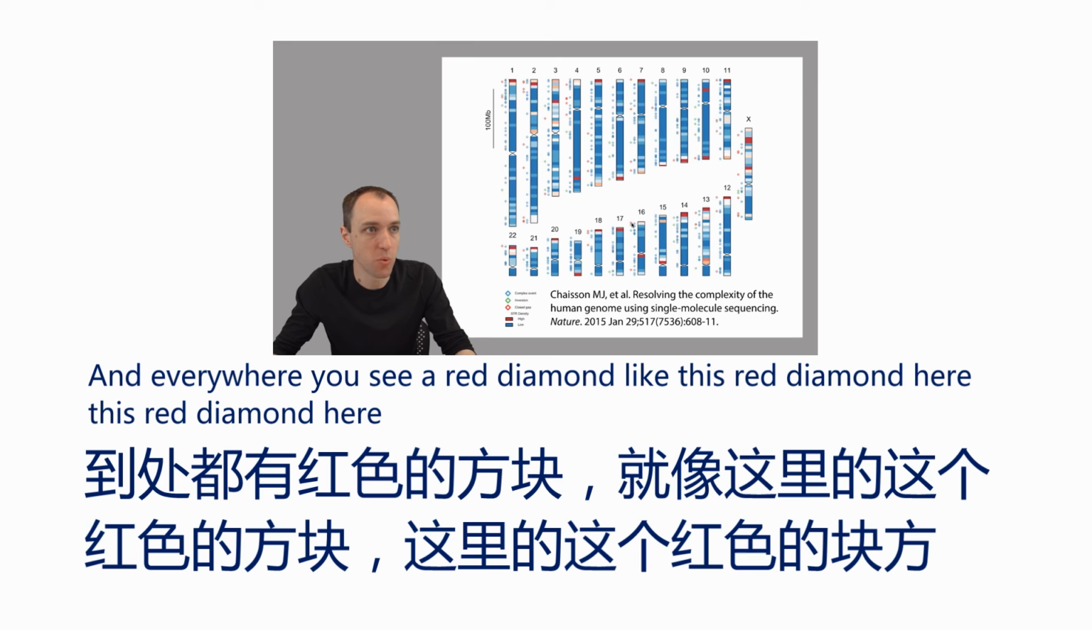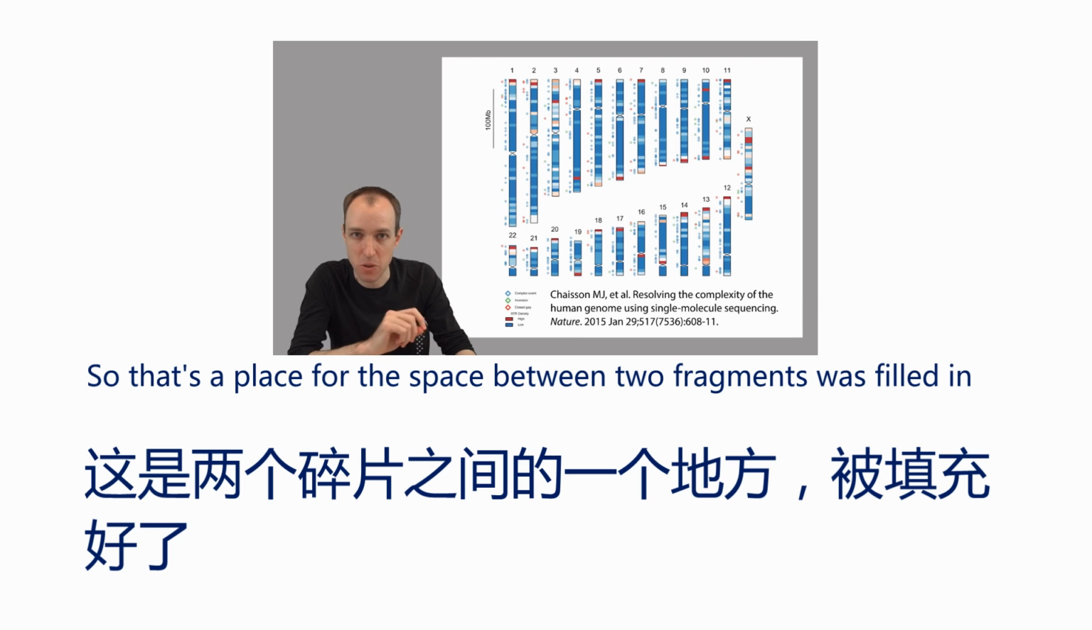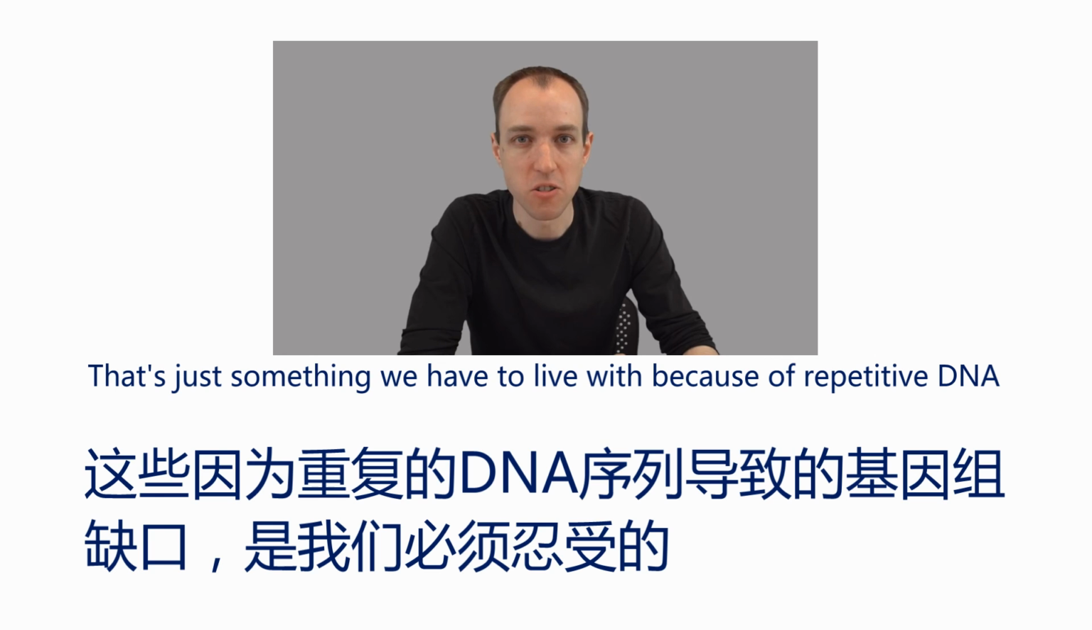And everywhere where you see a red diamond, like this red diamond here or this red diamond here, that's a place where a gap in the assembly was fixed as part of this study. So that's a place where the space between two fragments was filled in, so you could merge the two fragments. But even after efforts like this, there are many gaps that remain in the human genome assembly. That's just something we have to live with because of repetitive DNA.